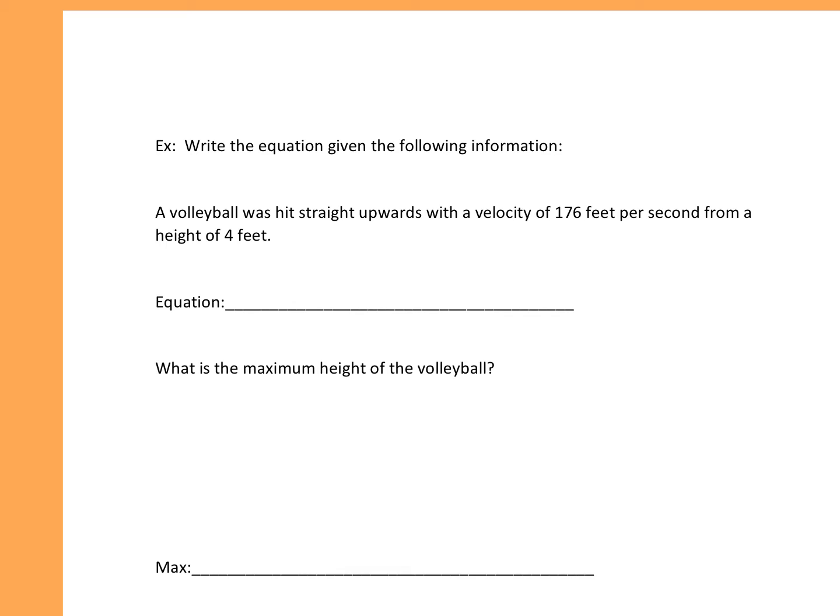Okay, volleyball again. It says a volleyball was hit straight upwards with a velocity of 176 feet per second from a height of 4 feet. Okay, so we just need to set up the equation.